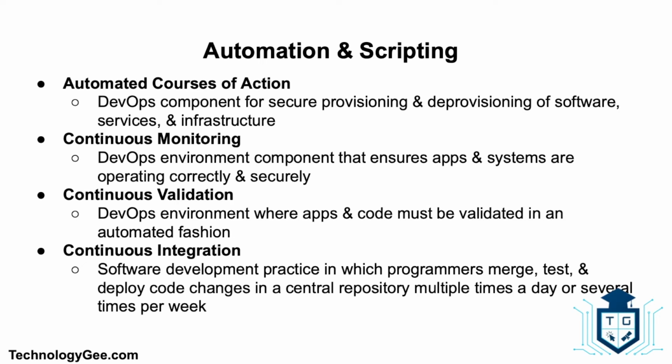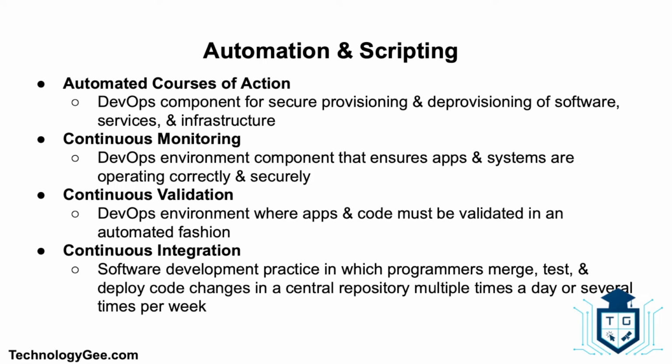And aspects of automation and scripting that you need to be concerned with for the Security+ 601 certification exam are the following. You need to know about automated courses of action. This is a DevOps environment component for secure provisioning and deprovisioning of software services and infrastructure. You have continuous monitoring. This is the DevOps environment component that ensures applications and systems are operating correctly and securely. You have continuous validation. It's a DevOps environment where applications and code must be validated in an automated fashion.